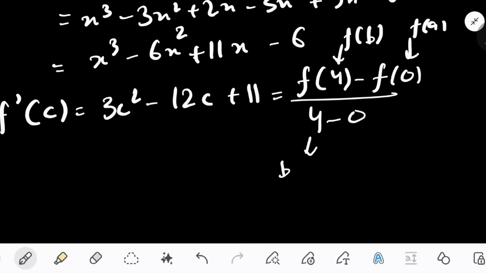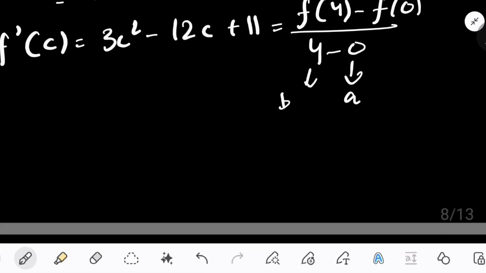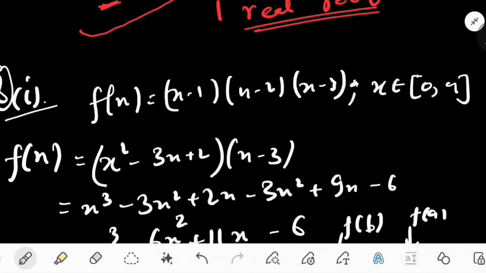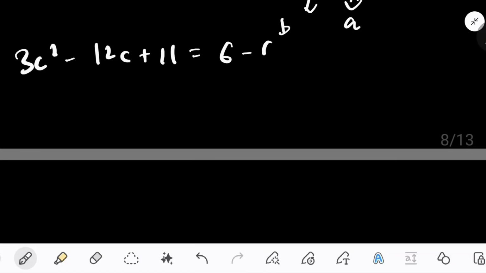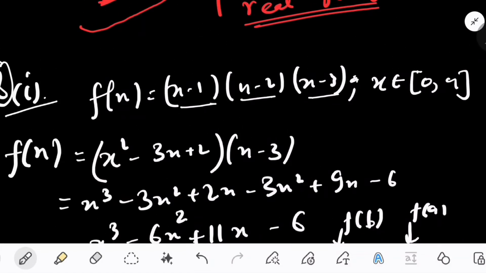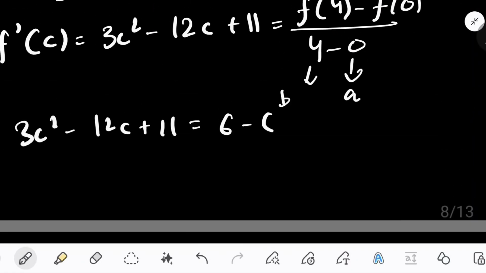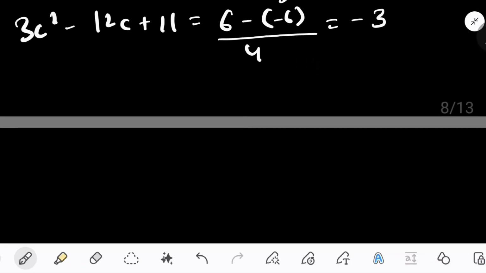This is b. This is a, right? I hope you are understanding it. So you get 3c square minus 12c plus 11 is equal to, when you substitute 4, what do you get? You substitute 4, you get 3 into 2 into 1, you get 6. 6 minus, you put 0, you get negative 1 into negative 2, it will become 2 into negative 3, it will become negative 6. So you get negative 6, right? Divided by 4, which is equal to negative 3, right? I hope you are understanding it.